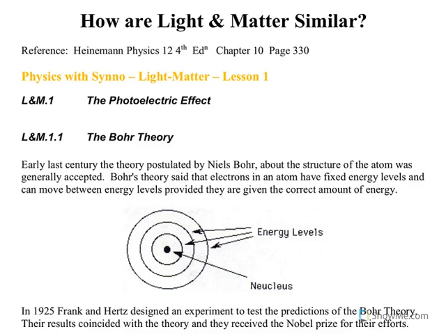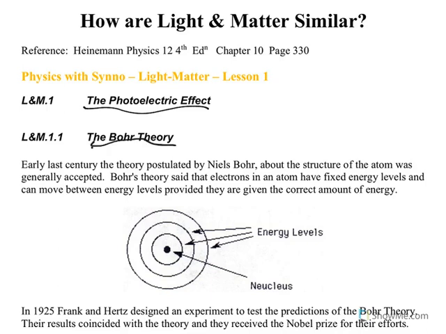Alright, area of study 2 in unit 4. Light and matter. So it's called how light and matter are similar. What we can do is have a look at some experiments and things to give us the idea of the connection between the two things. First of all, the photoelectric effect is what we're looking at in this particular lesson. That's the main thing. So a little bit of background here, Bohr theory.